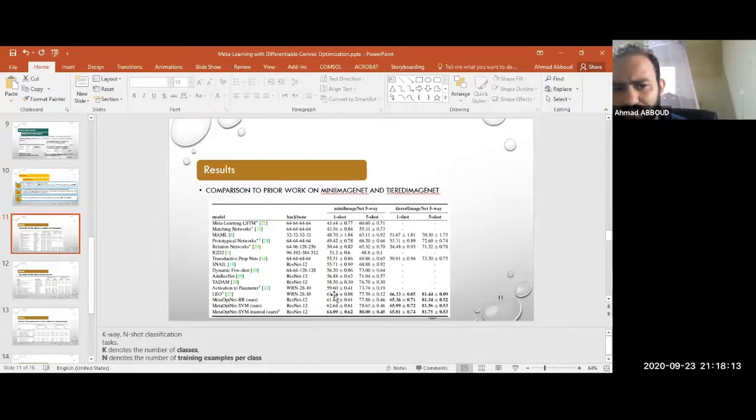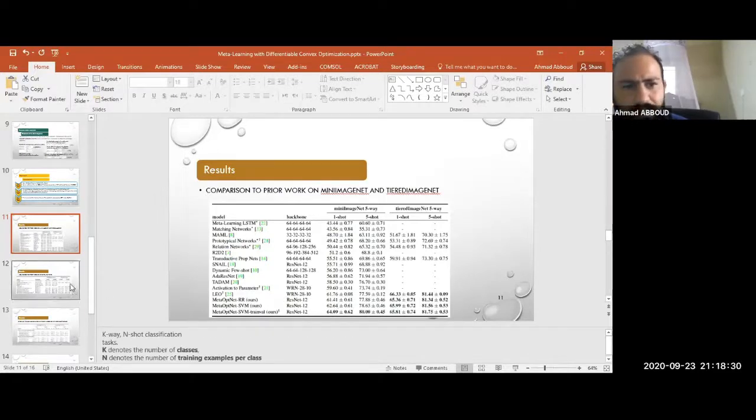You can see that all of these are considered a hot topic in the literature. They are good networks, like MAML, like relational network, and they outperform them with their network.